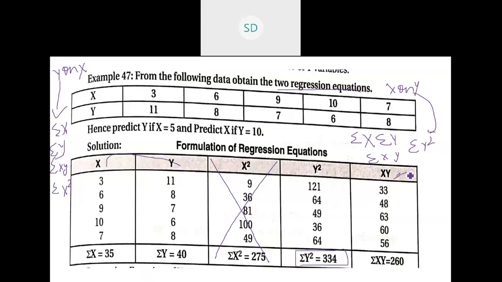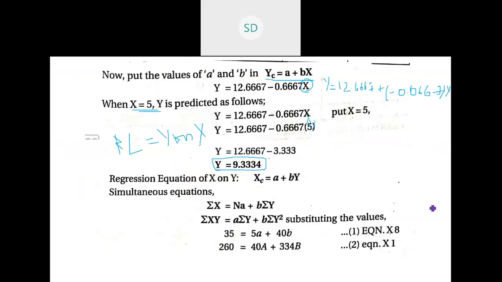So this is the information that we require to solve the equation of x on y. Okay, now let us go and solve the second part of the question. Regression equation x on y is x is equal to a plus by. Now to solve this regression equation, we have to solve them again simultaneously. But to solve simultaneously, we require two equations. So let us form those two equations.